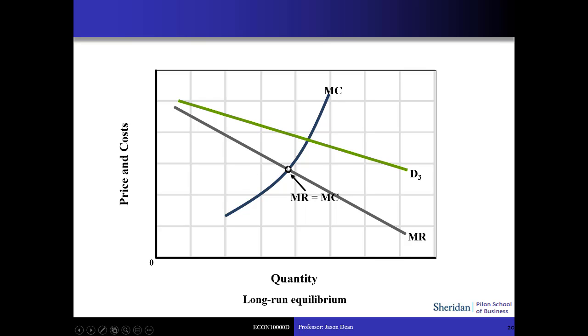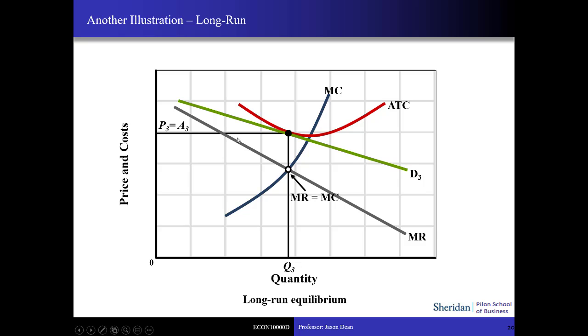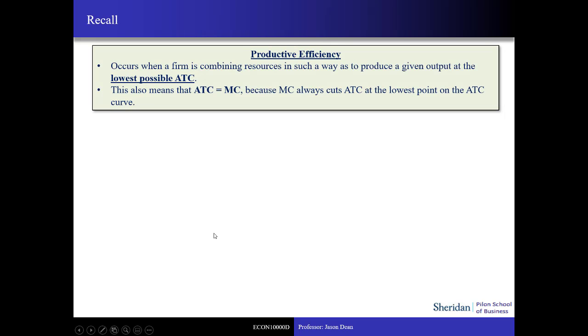So again, we set marginal revenue equal to marginal cost. We go up to the demand curve and over to get the price. In this case, the price is the same as the average total cost or average cost, and so they're earning a zero economic profit. So let's think about efficiency here.